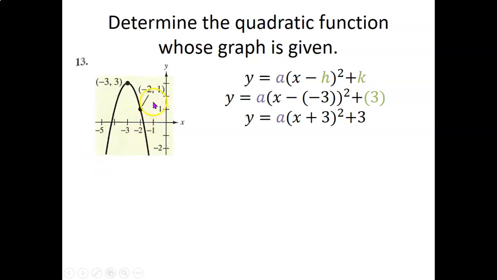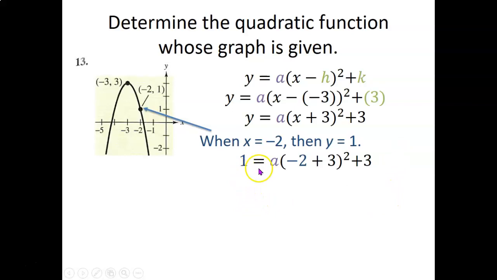They've helpfully pointed out that another point on the graph is negative 2, 1. So when x is negative 2, then y is 1. So we ought to be able to take this equation and put negative 2 in for x and 1 for y, the thing that this whole thing is equal to.